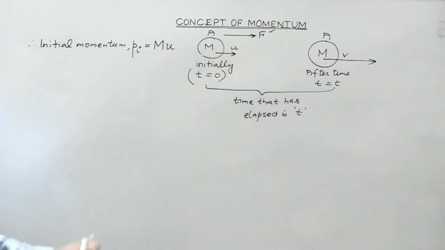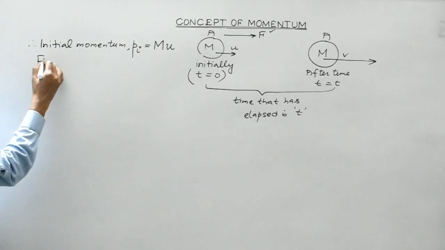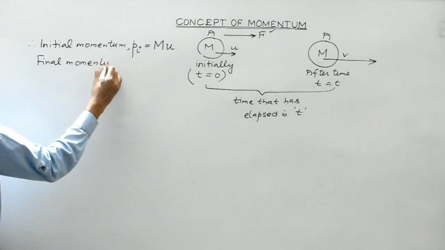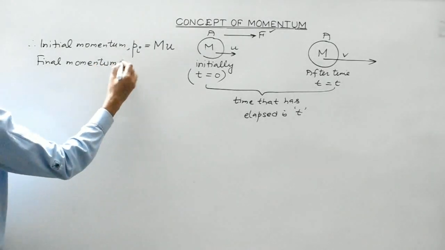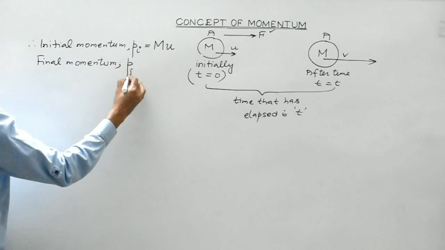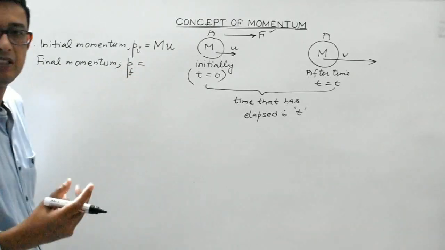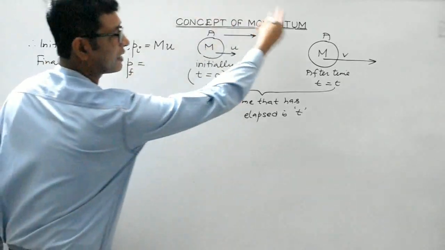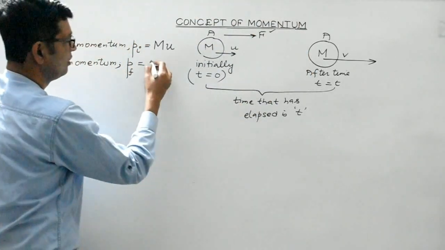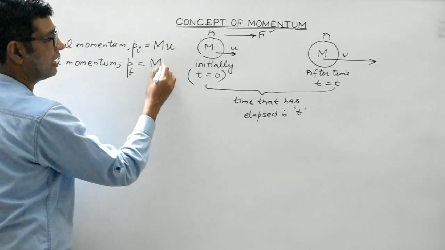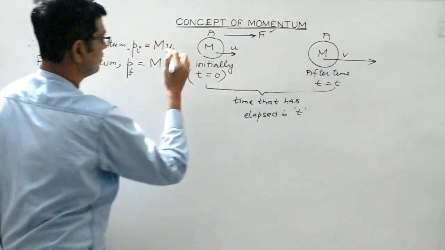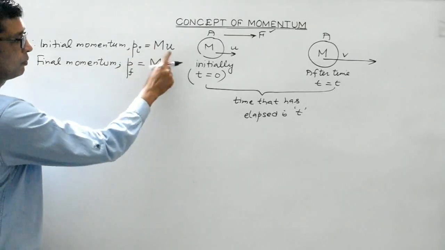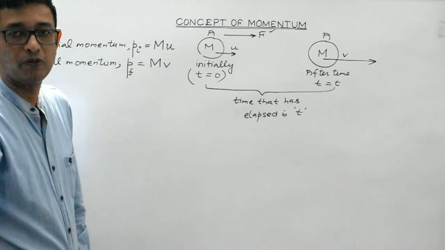Clear, students? Final momentum. The final momentum of the body may be represented by Pf. F stands for final, P is used to represent momentum. So what is the final momentum of the body after time t? Again, it is given by the product of mass and the final velocity, which is v in this case. Clear, students? This is the initial momentum of the body and this is the final momentum of the body.